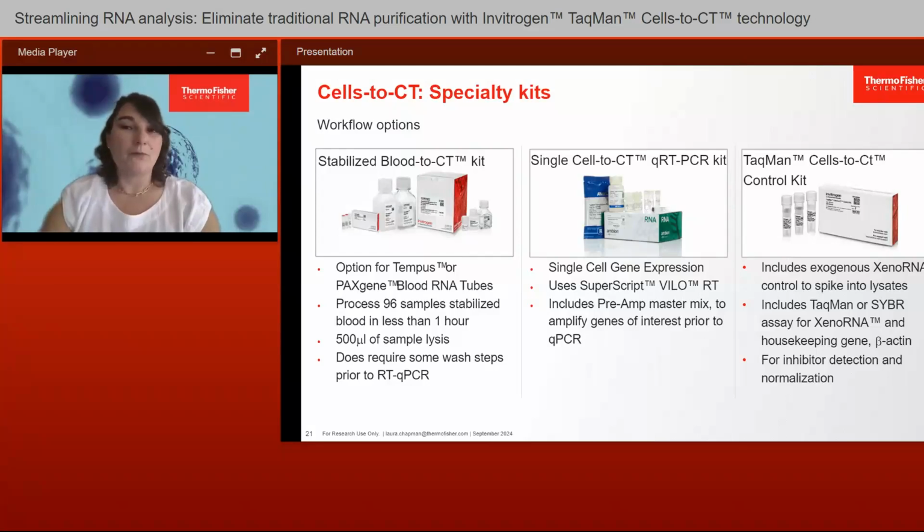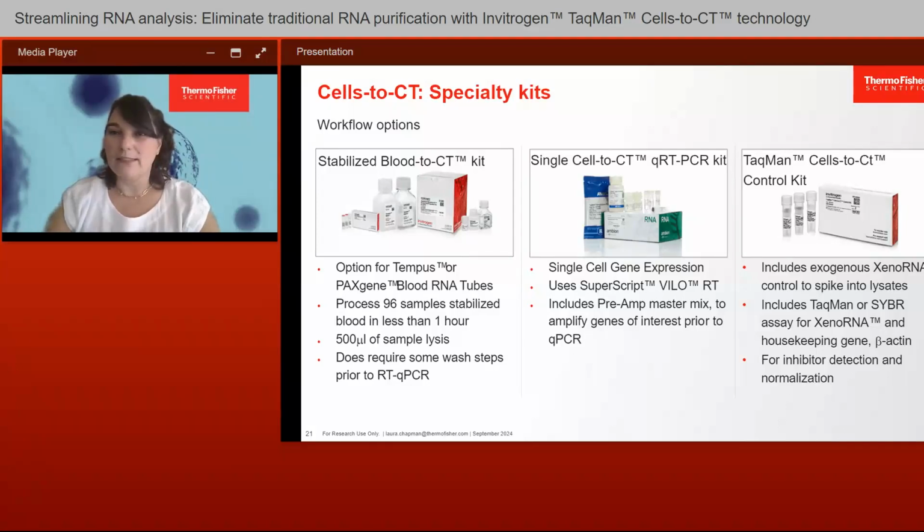The next kit that we'll talk a little bit more about is the single cell to CT kit, which allows you to look at single cell gene expression by qPCR. This uses the SuperScript VILO RT master mix, and so it allows for ultimate sensitivity for your low input samples. And it also includes a preamp master mix that will help you amplify your cDNA prior to going into qPCR, so that you don't have to worry about running out of cDNA from your precious sample.